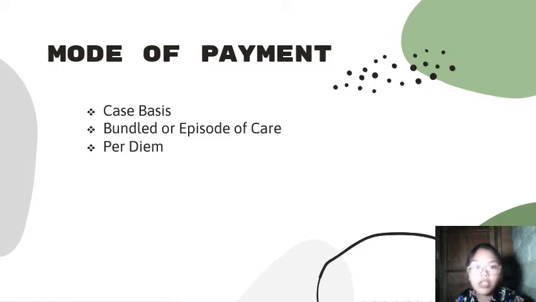Third is per diem. The hospital or health system receives an agreed upon amount per patient day with this sort of payment. Per diem was the only method of payment for a long time, and the pricing was established by the provider. It's now contractual, with the payer setting the price.